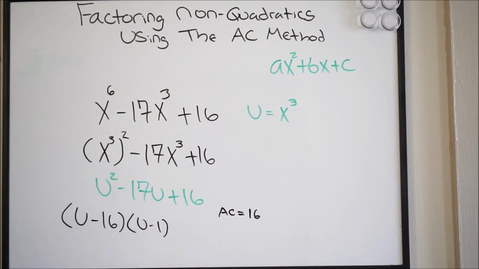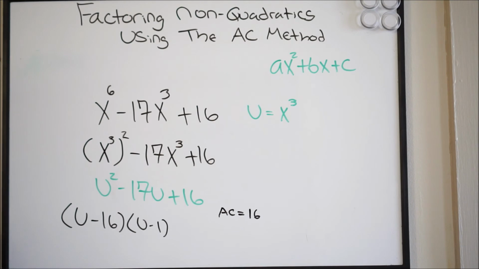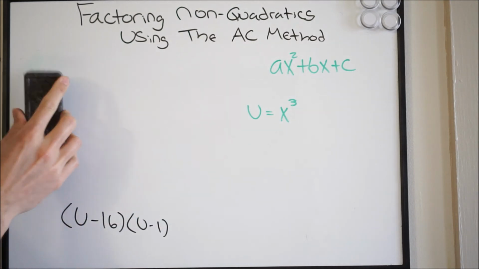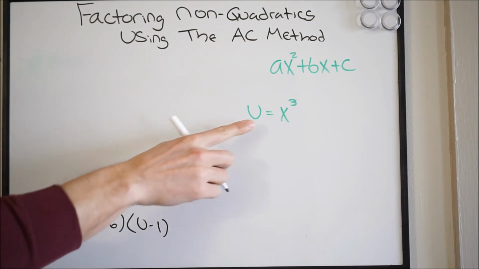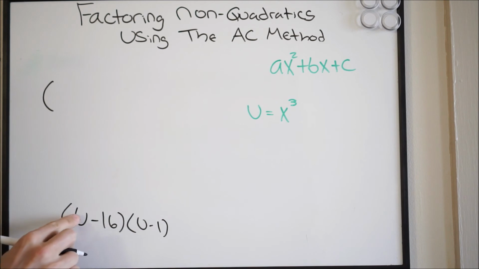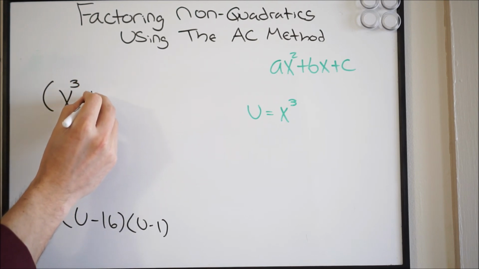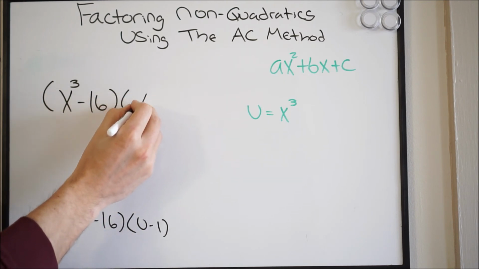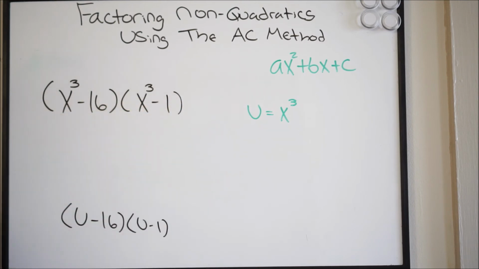And now, we just need to replace the u with what it is, x cubed. So I'm just replacing this u now: x cubed minus 16, and then we have x cubed minus 1.